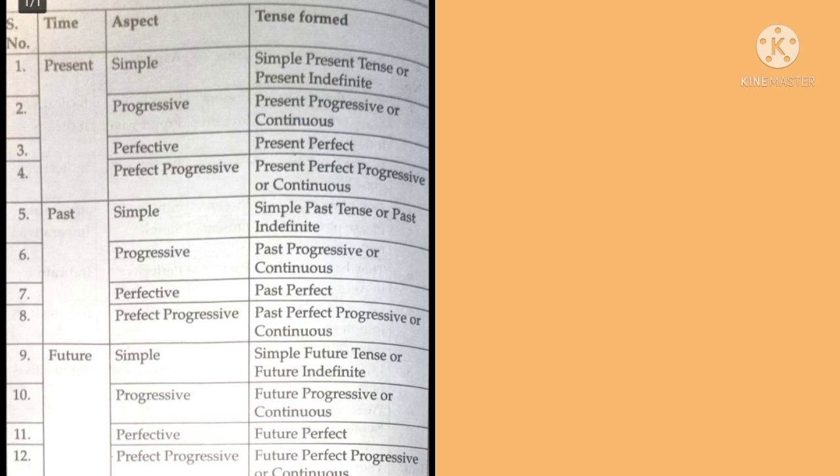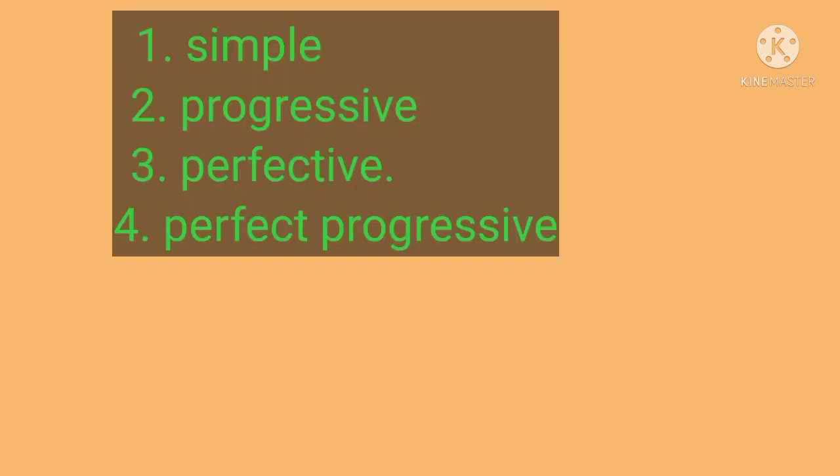These are the 12 tenses we've been learning in the schools. The four aspects are simple aspect, progressive aspect, perfective aspect, and perfect progressive aspect. There are 3 tenses and each tense has 4 aspects. That becomes 12. Therefore, we say that there are 12 tenses in English.